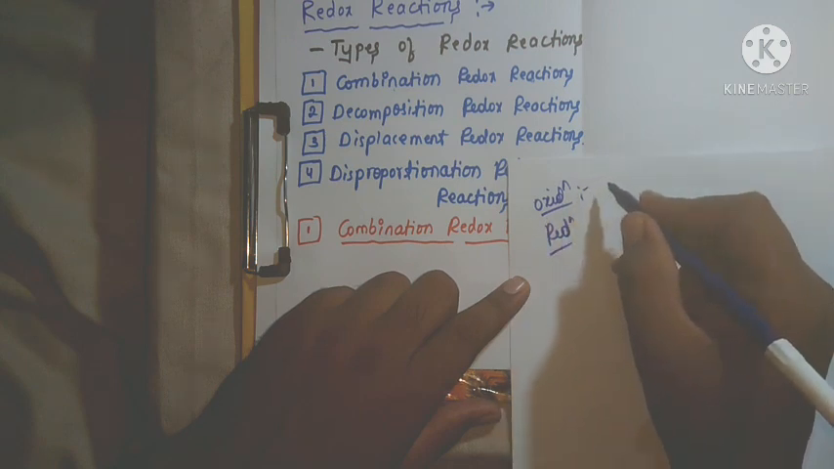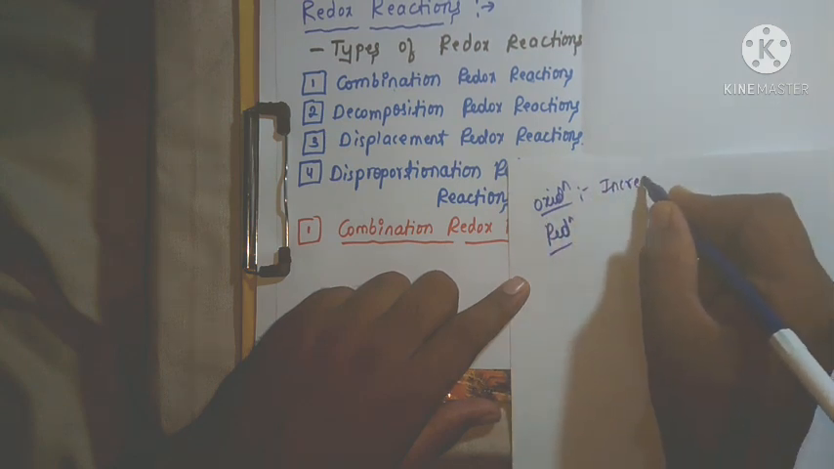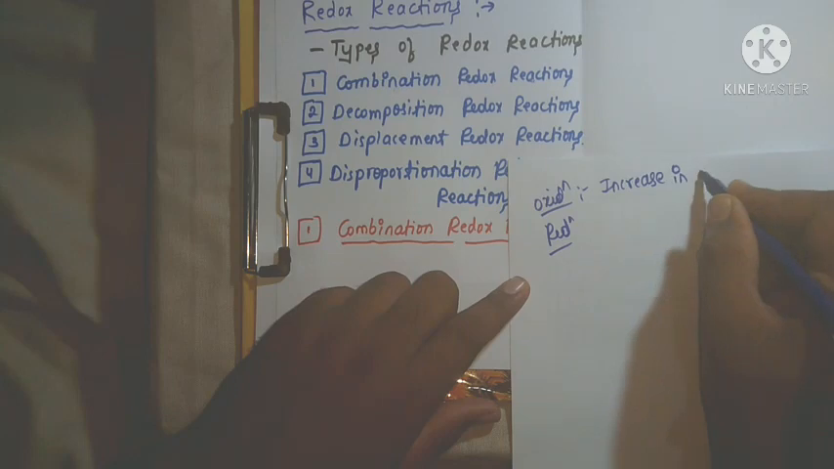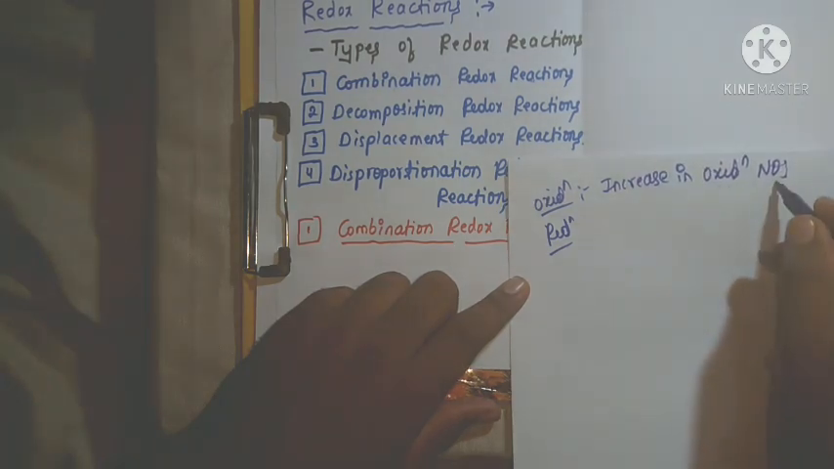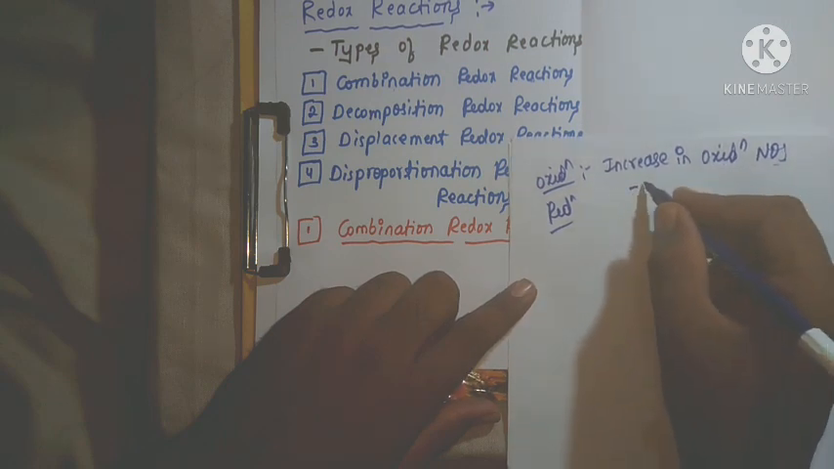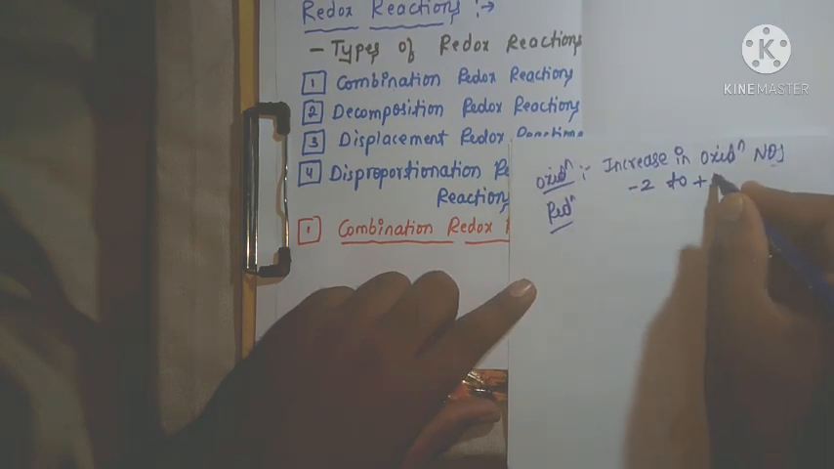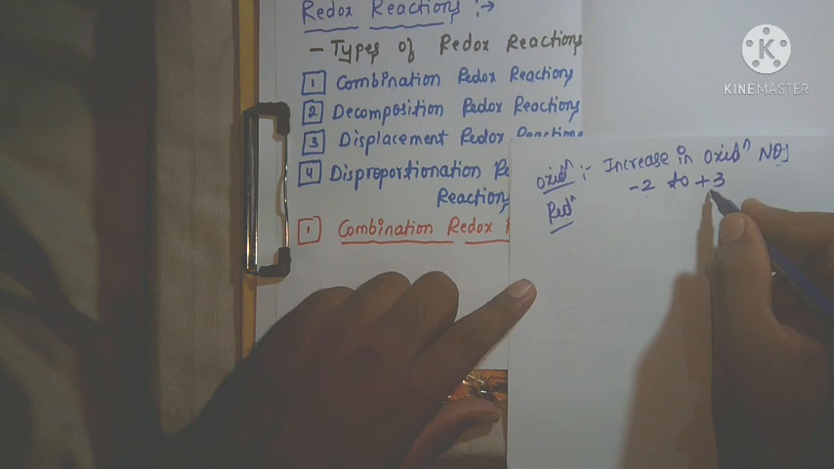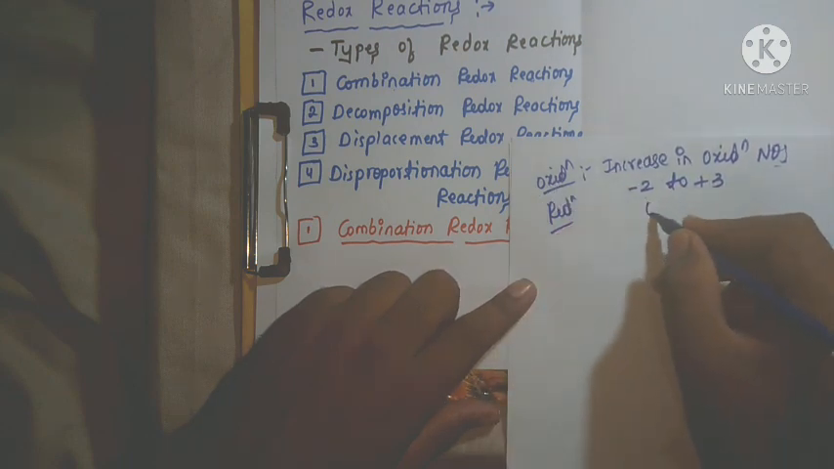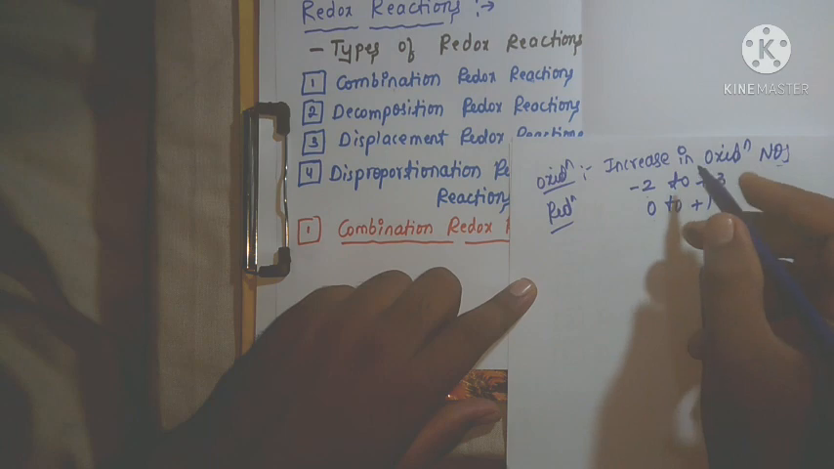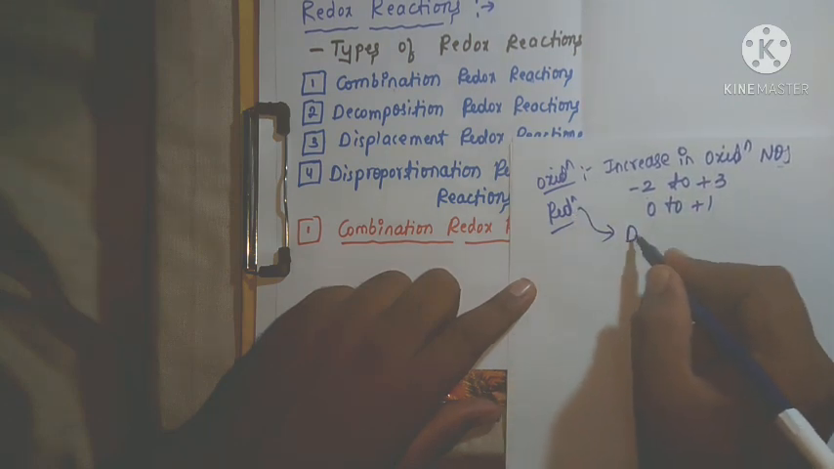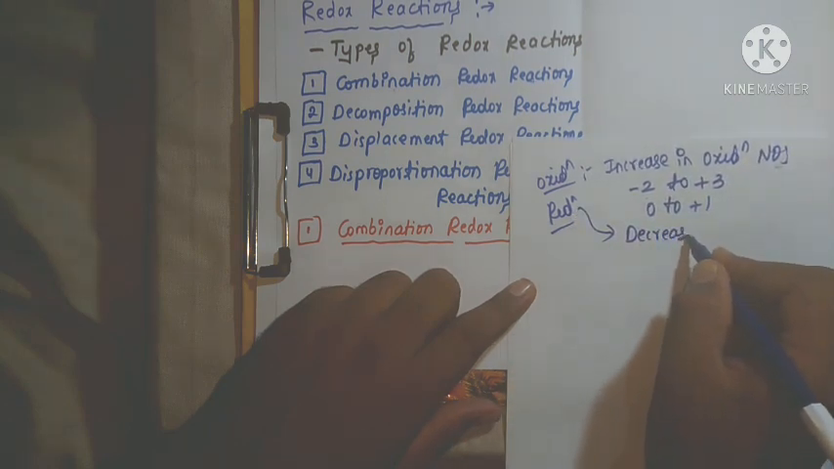Now, what is meant by oxidation? Increase in oxidation number. If the oxidation number increases, that is called oxidation. For example, -2 to +3. Oxidation number increased or decreased? Increased. That is called oxidation. For example, 0 to +1. Here also the oxidation number increased from 0 to +1. Therefore, it is also called oxidation.